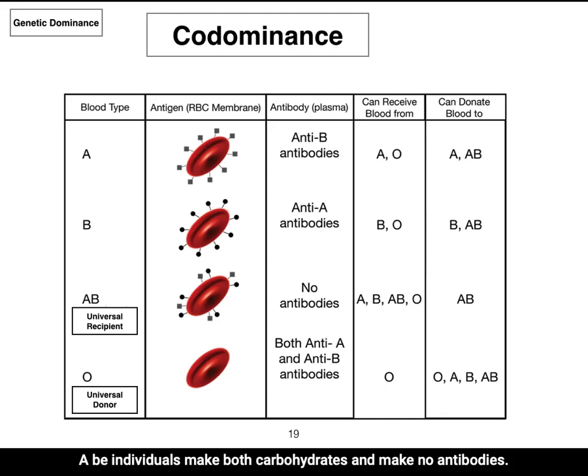AB individuals make both carbohydrates and make no antibodies. Therefore, they are considered the universal recipient, able to receive blood from all blood types. However, they can only donate to AB individuals. O individuals have no carbohydrates on their red blood cell surface. They can only receive blood from other O individuals, but they can donate to all blood types, making them the universal donor.